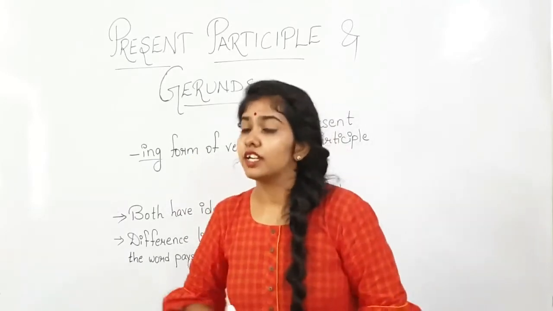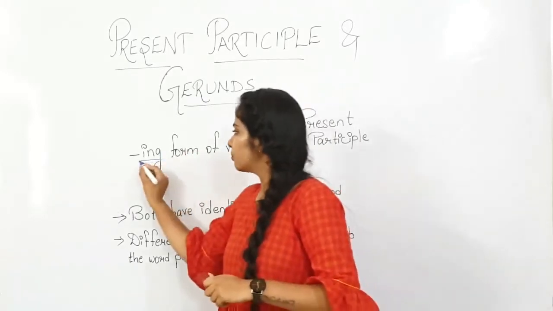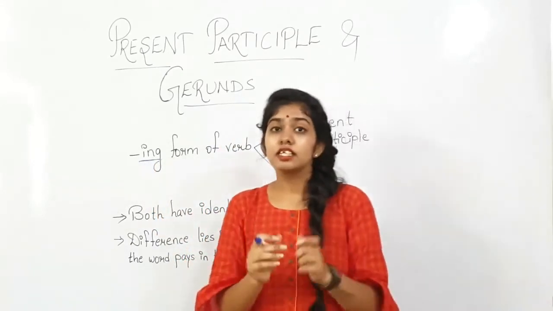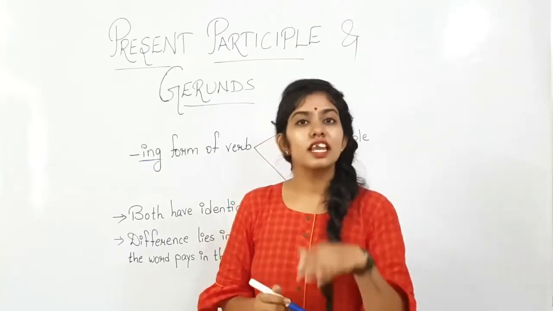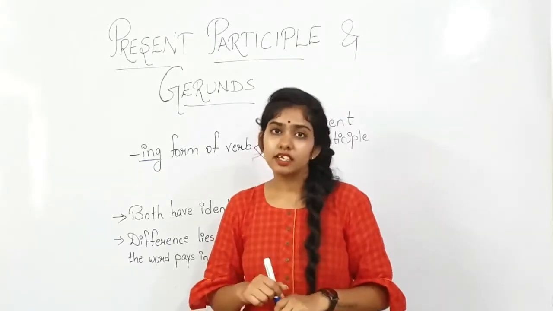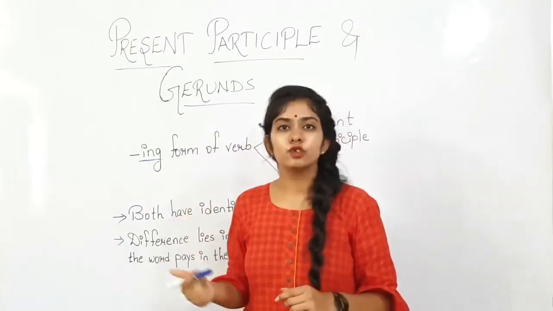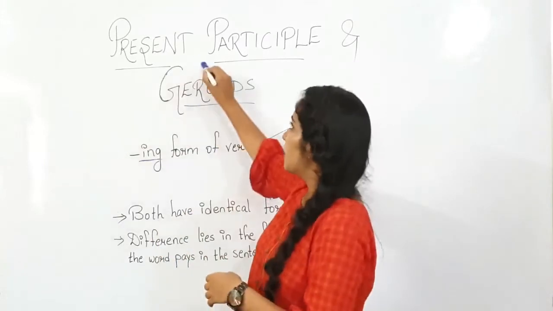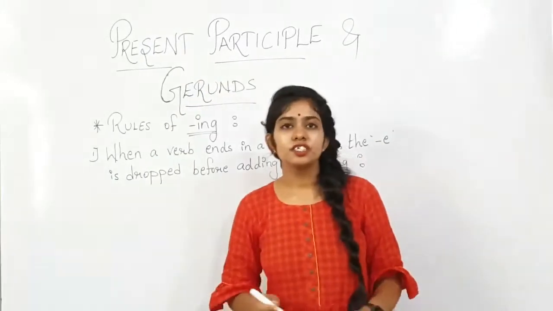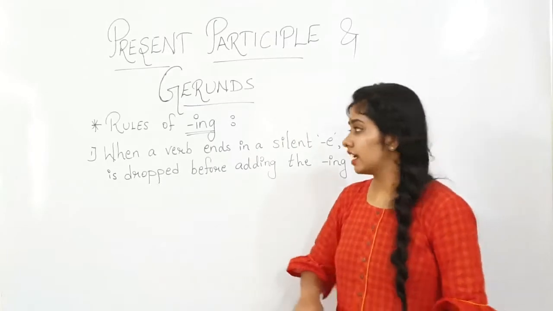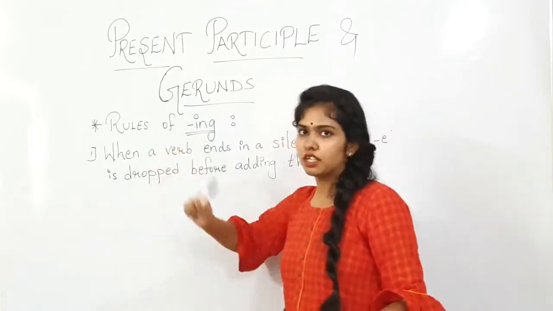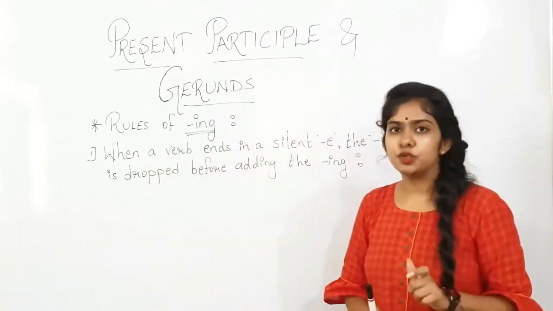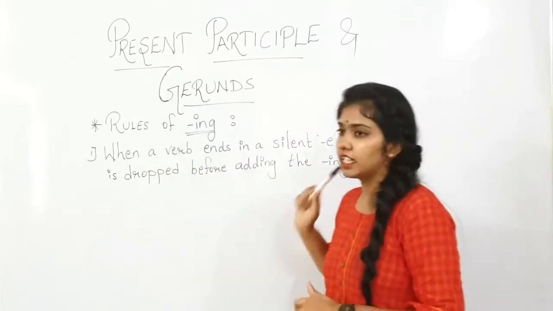But before that, let me tell you when you add ing behind a word. Whenever you are adding ing, then sometimes it happens that for some words we cut the last letter, right? So for that we have some kind of rules. First we will understand that, and after that we will move to the present participle. Okay, students? So now let us understand the rules of ing. Our first rule is when a verb, that is an action word, ends in a silent e.